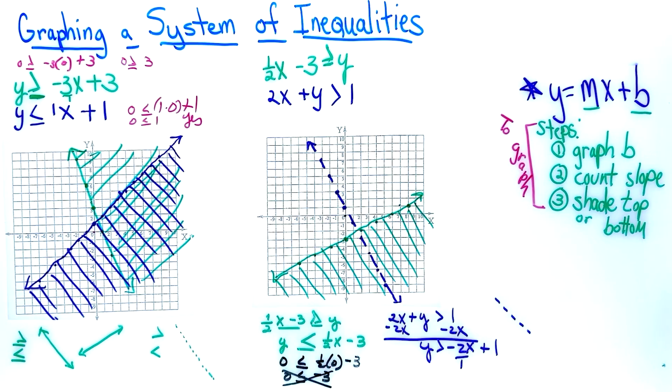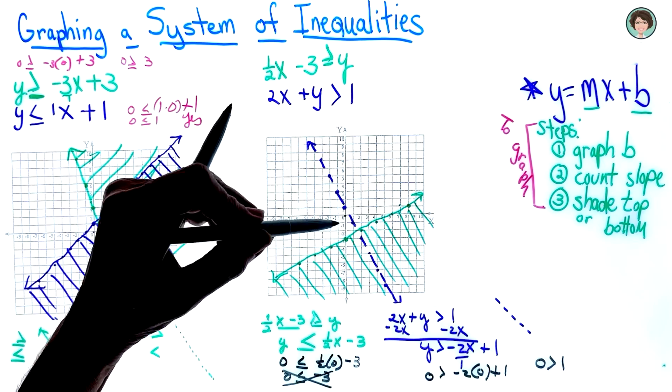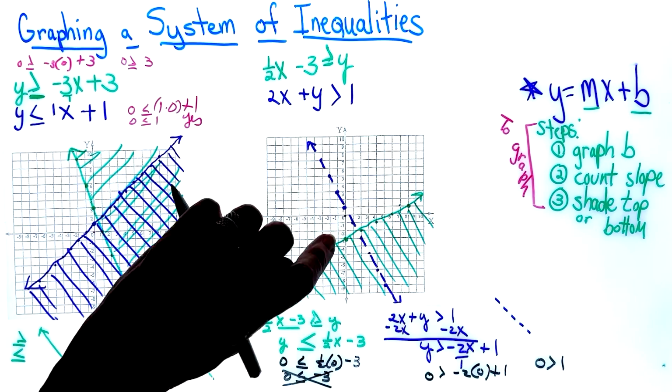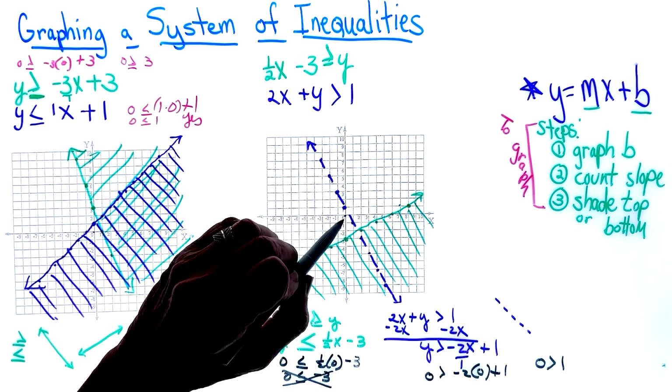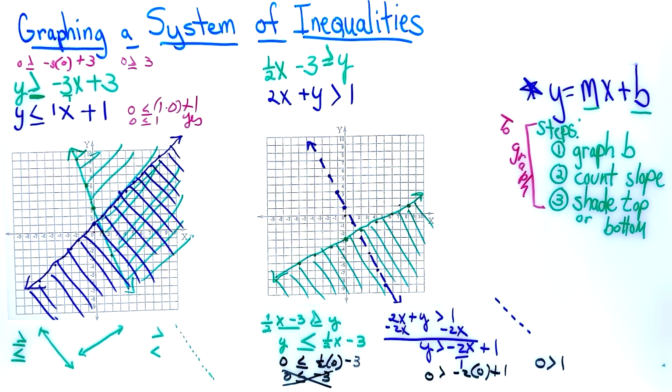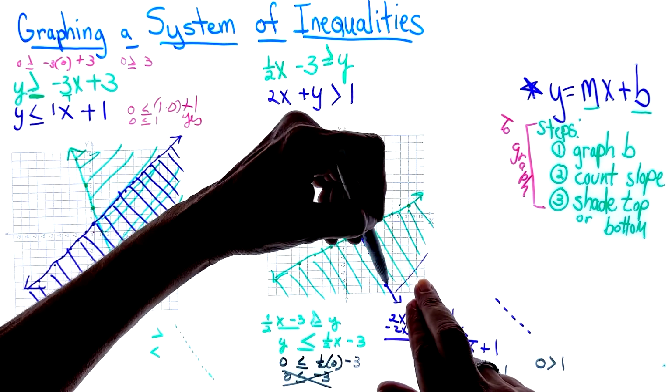Okay, well, let's go to our purple line. Remember, we're going to check, and I love using that 0, 0. So 0 is greater than -2 times 0 plus 1. Is 0 greater than 1? No. Well, that's false. So for my purple line, I am not going to shade on the bottom part, because that's where my 0, 0 is. For my purple line, I've got to shade on the top.